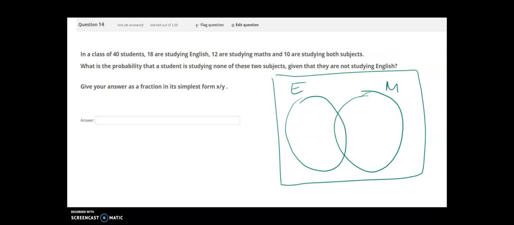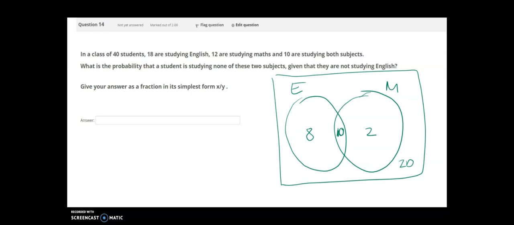We know that there are 10 who study both of the subjects. We know that there are 18 who study English. That includes the 10 here, so taking away 10, this would be 8. And we have 12 studied maths, so take away 10, that gives us 2. Now we have 10 and 8 and 2, that's 20 students so far, but there are 40 overall, so there must be 20 students who are not studying either maths or English, neither of them.